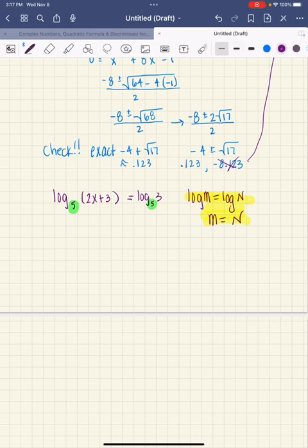You use a property that allows you to say 2x plus 3 equals 3. These are the nicest ones. They're, in my opinion, of all the kinds that we do, hopefully the least difficult. Divide by 2, x is 0.